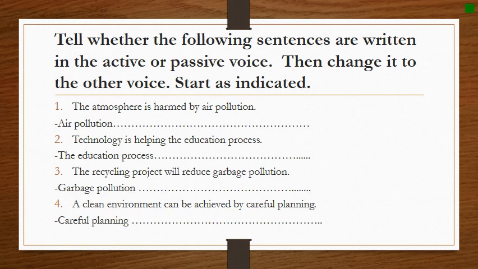The atmosphere is harmed by air pollution. Take a look at the action. Is harmed. That's passive because we have verb be plus past participle. So first of all, it's passive. I want to change it back to active. Take my subject back. Air pollution. Take a look at verb be. Is, present simple. So I have to write the main verb in the present simple. Air pollution harms, okay, you get rid of this, harms the atmosphere.